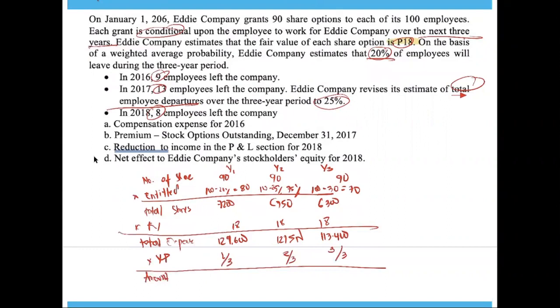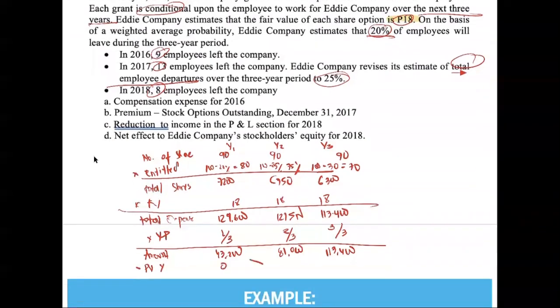So the total amount to be recognized: first you have 129,600 times 1/3. This is 43,200. 121,500 times 2/3, so we have here 81,000. And then 3/3, we have 113,400. Less previous year value. So no previous year here, and here we have a previous year value, 43,200, and here, 81,000.